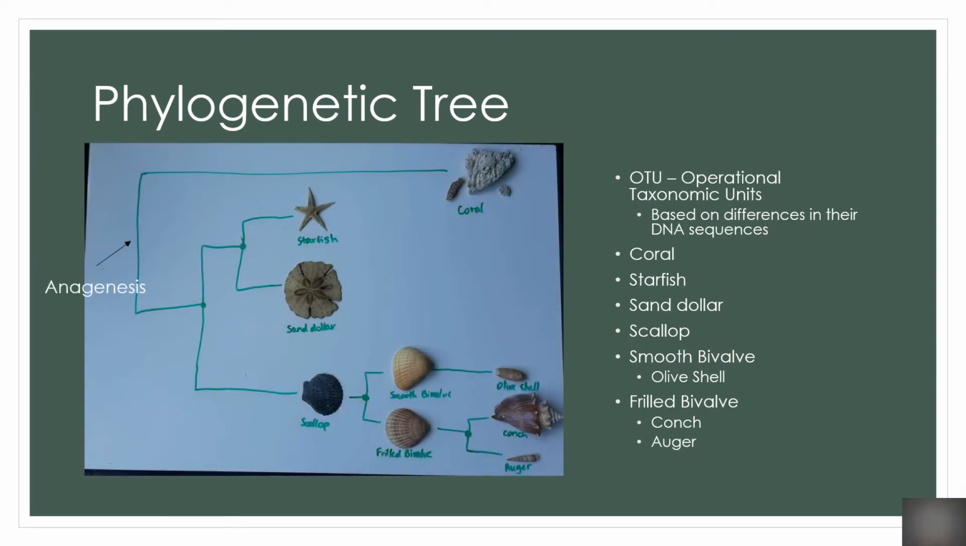Anagenesis refers to the evolution within a lineage over time. Cladogenesis is when the lineage splits into two as illustrated in the picture.